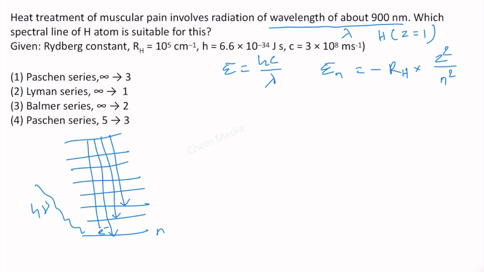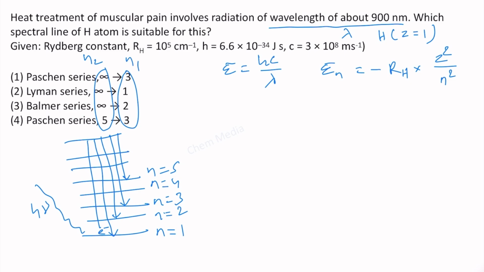If n equal to 1, that is the Lyman series, n equal to 2 is the Balmer series, n equal to 3 is the Paschen series, 4 is the Brackett series, and then 5 is the Pfund series. So, depending upon where it is coming back, these values are n2 values and these values are n1 values.